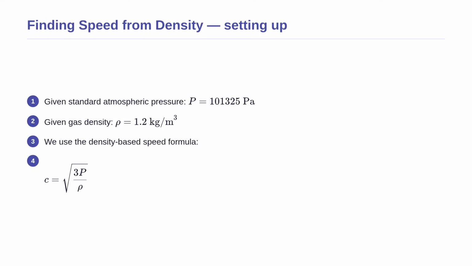Before we move on, let us see this density formula with a concrete example. We are given a gas at standard atmospheric pressure, which is 101,325 pascals. Its density is 1.2 kilograms per cubic meter. We are asked to calculate the root mean square speed of the gas molecules. Because we are given pressure and density directly, this specific formula is the perfect tool for the job. We will plug our known values into the equation to see just how fast these molecules are moving in the air around us.